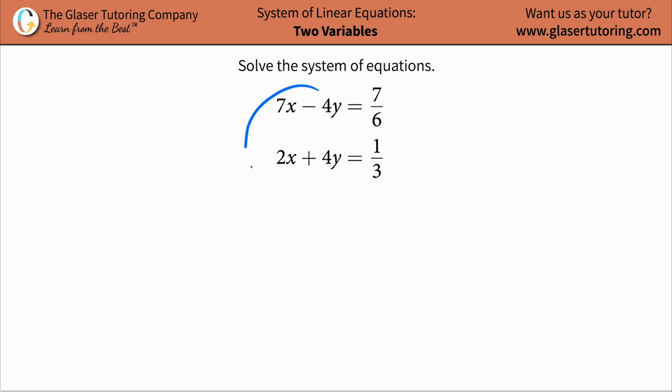Today we have these two beautiful equations, and we're going to find out how to solve these, right? We've got to solve the system of equations. Now we have these two equations, right? The top one, 7x minus 4y equals 7 over 6. And then we have 2x plus 4y equals a third, 1 over 3.